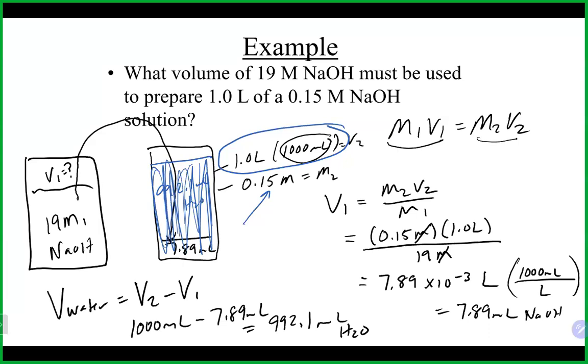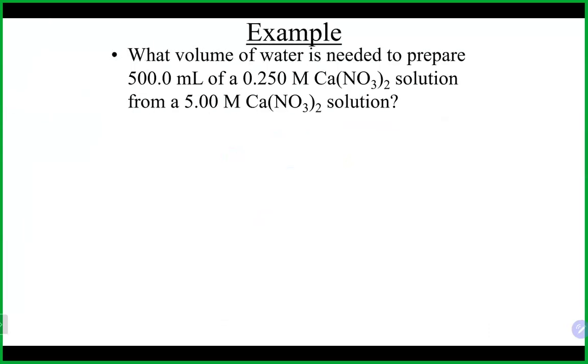All right, why don't you try one then? Why don't you try this one? What volume of water is needed to prepare 500 milliliters of a 0.25 molar calcium nitrate solution from a 5 molar calcium nitrate solution?